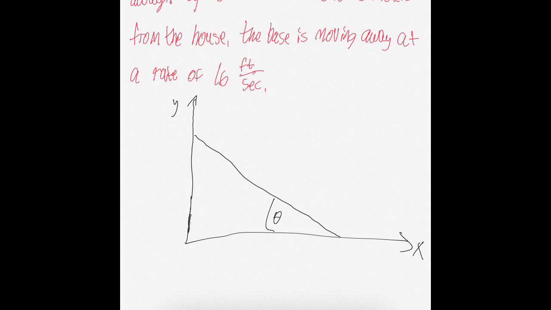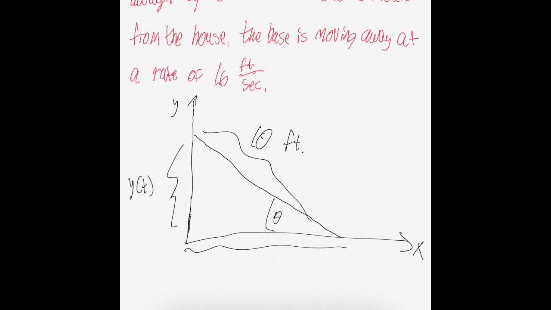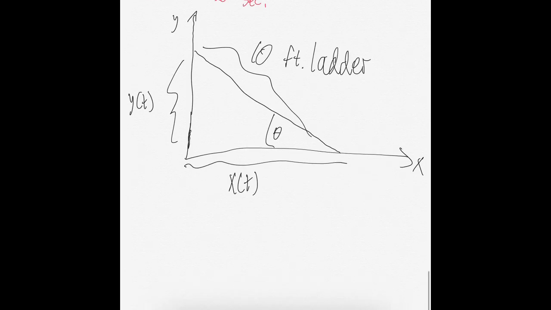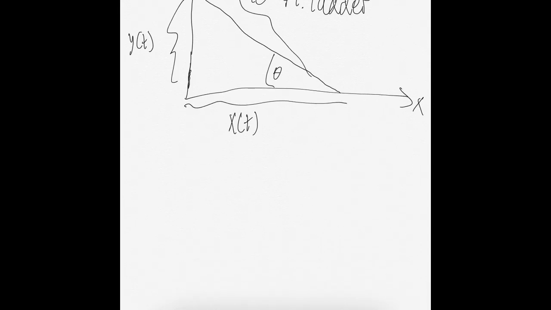Okay, so then we've got our ladder. It looks like that, say. And this angle in here is called theta. That's what they're calling it. The ladder is 10 feet, so this right here is 10 feet. They're calling the height y of t, so this is y as a function of t, and the base is x as a function of t. So that length is x of t. Okay, so this is our ladder up here.